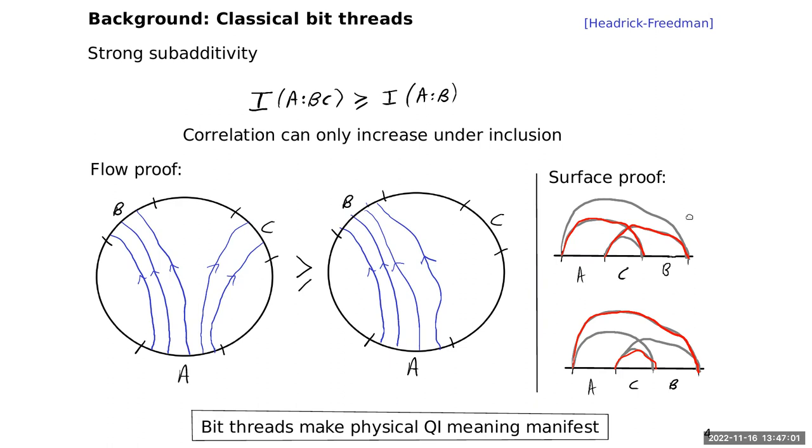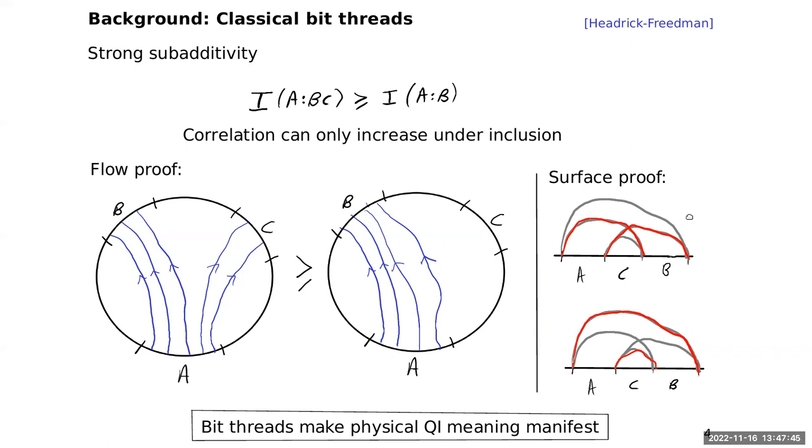Now, from the surface perspective, this is kind of an outline of how the proof works. You take these RT surfaces, you glue and cut them together. It's not clear at all what the heck this has to do with something very physical. But from the bit thread perspective, it's very clear and manifest what physically is going on. So this mutual information is given by the number of threads that can go from A to B union C. That's this left-hand side. The right-hand side is given by the number of threads that go from A to B. And this inequality in this manifestation is just saying that the number of threads that can go from A to BC is greater than from A to B on its own.